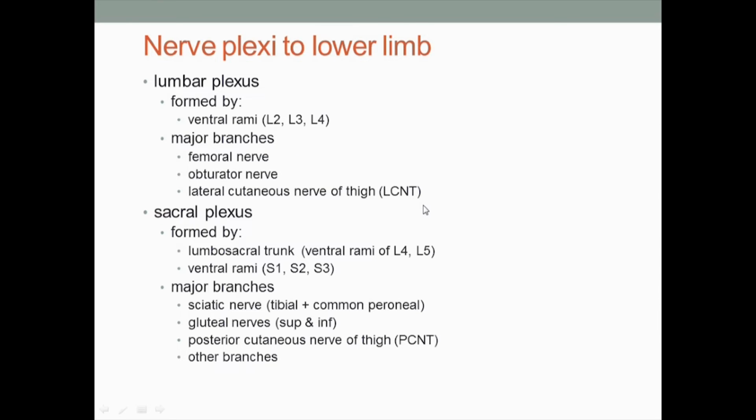The formation of the sacral plexus is slightly different in that two ventral rami come down effectively from the lumbar plexus, forming what's called the lumbosacral trunk, and this joins with the ventral rami of S1, 2 and 3. And the major branches deriving from that plexus are the sciatic nerve, which is in fact, as we'll see later on, a combination of two nerves, the tibial and the common peroneal, the superior and inferior gluteal nerves, the posterior cutaneous nerve of the thigh, and there are some other smaller branches.